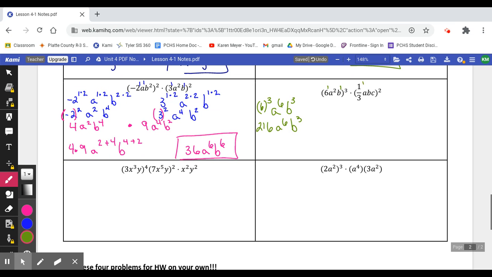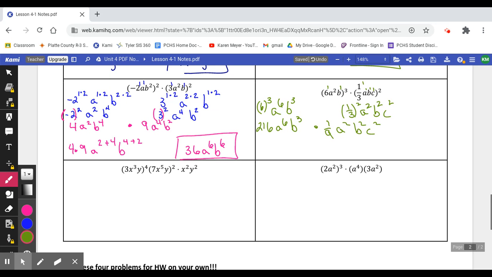On the other side, I would put in my magic little ones. So for 1/3, 1 times 2 is 2. For A, 1 times 2 is 2. For B, 1 times 2 is 2. And for C, 1 times 2 is 2. So now on my calculator, I'm going to type in 1/3 raised to the 2nd with the caret key, or you're going to type in 1/3 times 1/3, which will give me 1/9. A to the 2nd, B to the 2nd, C to the 2nd.